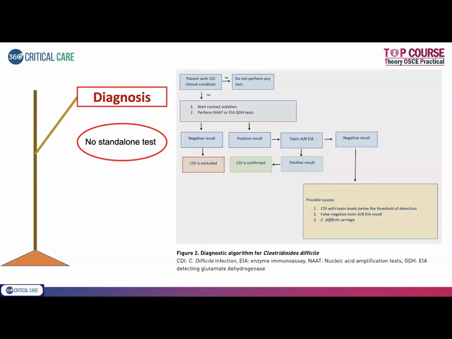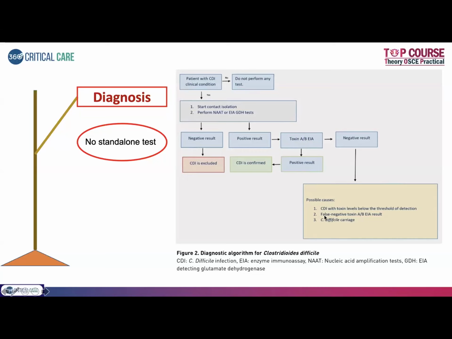So contact isolation, send NAT or EIA GDH test, looking for GDH and toxin. If toxin A and B are positive, it means C. diff is confirmed. If GDH is positive and toxin A and B are negative, it can be a carrier state. If GDH is negative and toxin A and B are present, it is positive. So remember that, toxin is very important for diagnosis. If the results are inconclusive, go ahead with PCR or culture test.